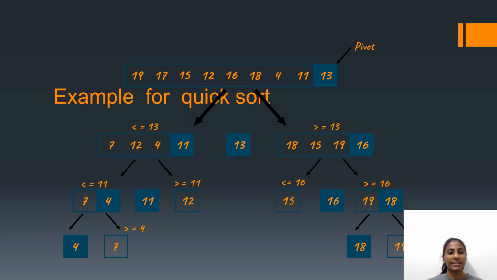In the same way, in 7 and 4, 4 is less than or equal to 7. That's why it's been placed on the left side. Similarly, in 19 and 18, 18 is less than 19. That's why it's been placed on the left side.